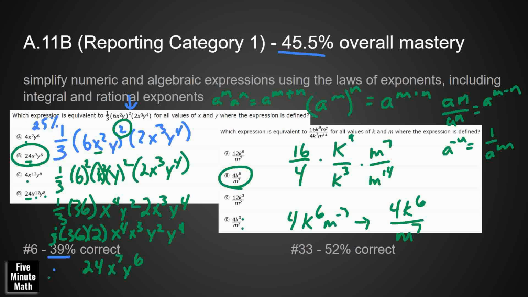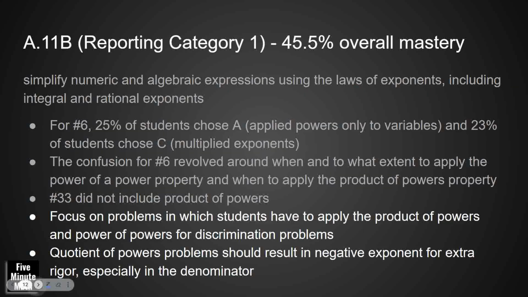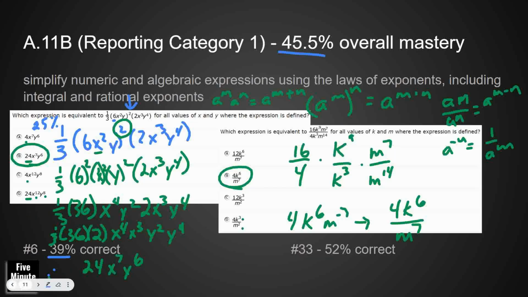We had the correct exponents. As we said, they didn't square the 6 way back in the beginning, and so their coefficient ended up being only 4, but they did everything else correct. And then we had 23% choose C, and that's where they did neither. They didn't square the 6, and then they ended up multiplying the exponents rather than adding them like you should.